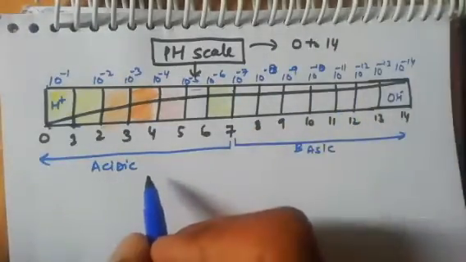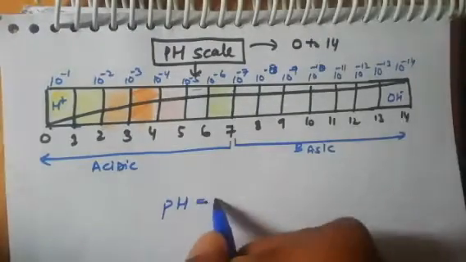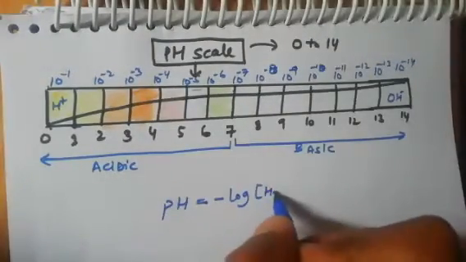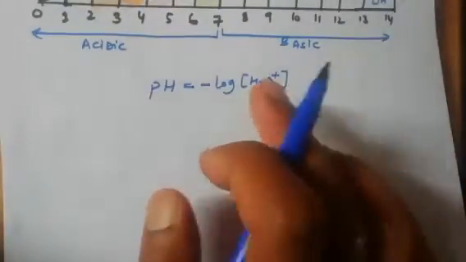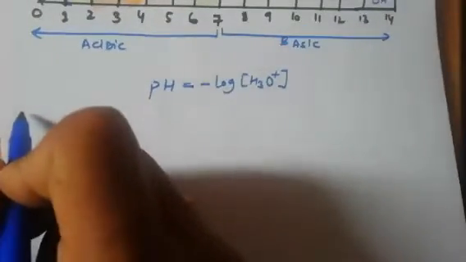So what is the formula that we are using to calculate the pH? That is pH is equal to minus log [H3O positive]. Okay, now what is the value of H3O positive? That we did yesterday. How do we calculate this value of H3O positive? What is the definition of pH?